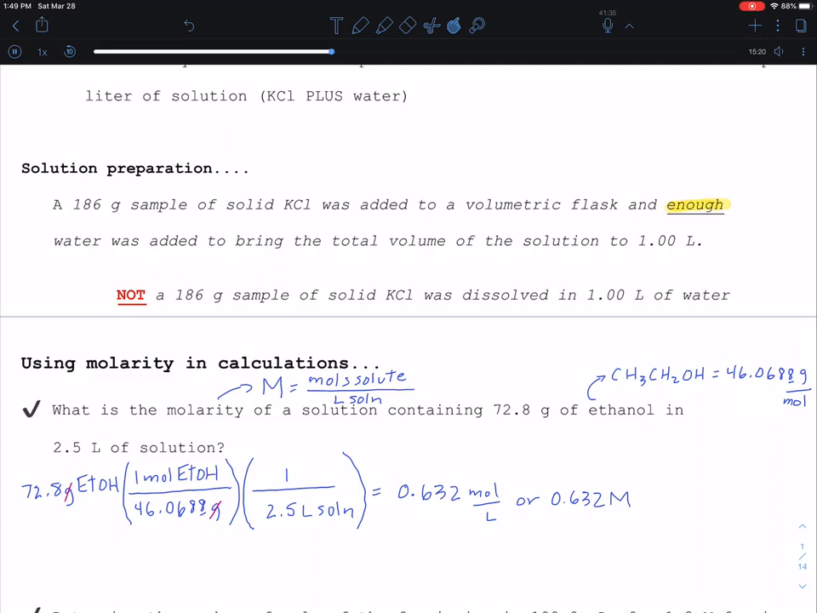But if you're taking that concentration and you're going to use it in another calculation, it might be nice to break that unit up into moles per liter, because what if somebody wanted to know how many moles there were of ethanol in this particular solution and you had only a 42 milliliter sample?